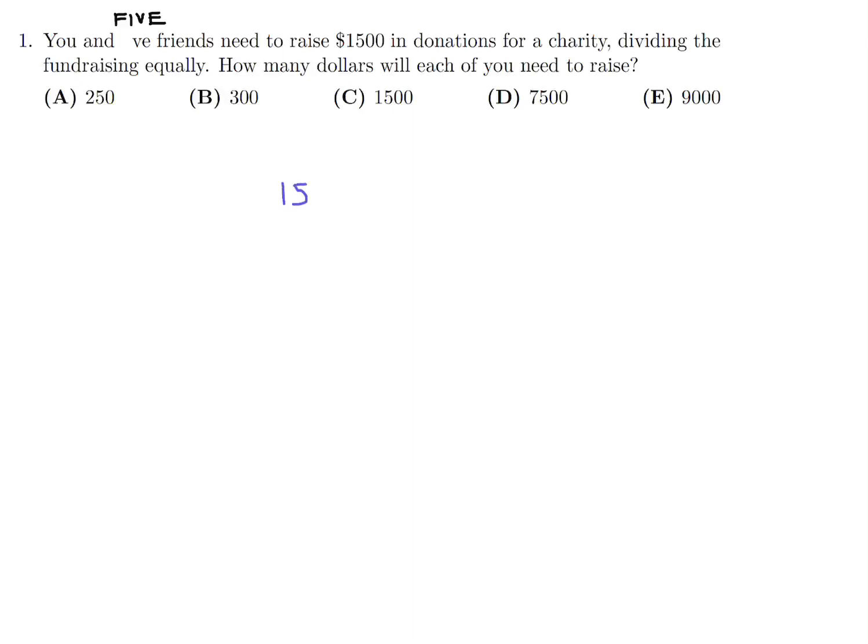So there's $1,500 that needs to be raised, and there's you and 5 friends, so that's a total of 6 people. And each of you has to come up with an equal amount. So 1,500 divided by 6 should give you the value, and that is equal to $250. So each person has to raise $250 in order for those 6 people to come up with a total of $1,500. So number 1, the answer is A.